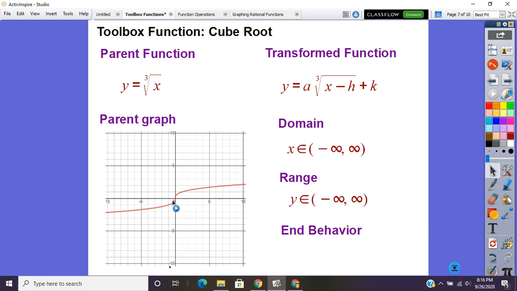We've got arrows on both ends. While it is going up slowly, it is still going up all the time. And then our end behavior is down, up. So this side is down, this side is up.